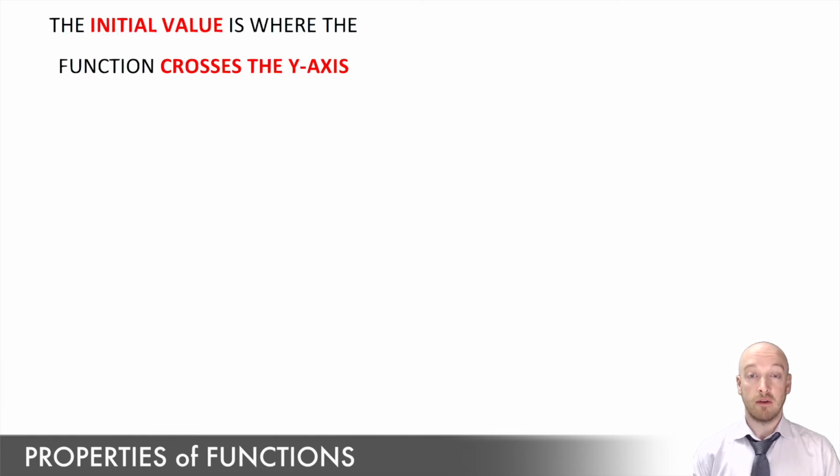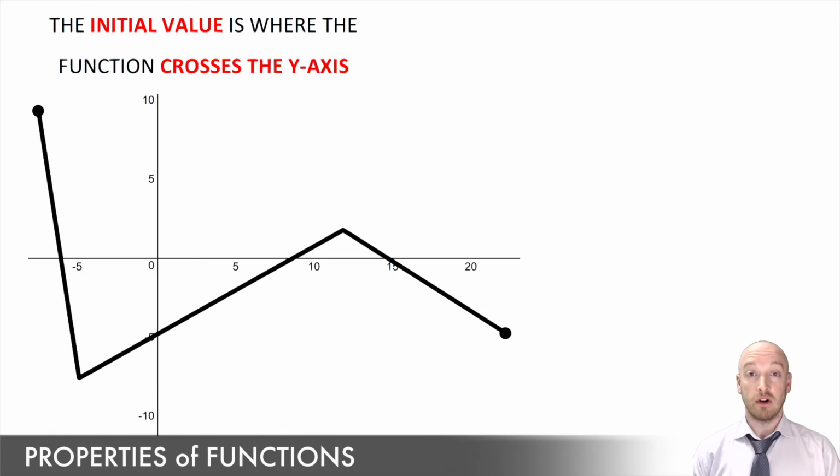Now the initial value of a function is simply the point where the function crosses over the y-axis. Now remember, from past lessons we've already learned that the y-intercept and the initial value are the exact same thing. And any function, no matter what it looks like or how it's drawn, is only going to have one initial value. There will only ever be one point where it crosses the y-axis, and we're going to use this as our initial value. So for the function that we see here, the initial value is -5.